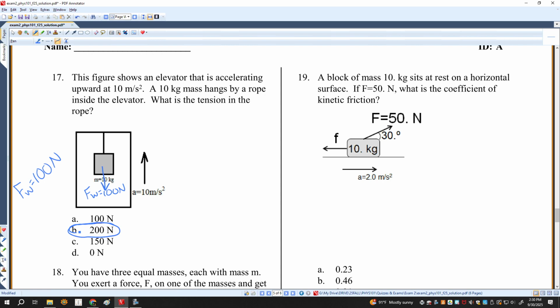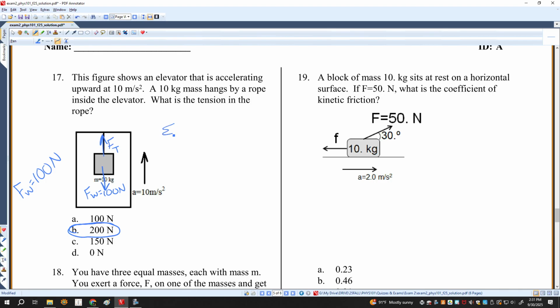That's what it means when they say, oh, it's 1g, 2g, 3g's. It's a multiple of the acceleration due to gravity. If I'm accelerating upward at 1g, then it doubles the tension, or the apparent weight, which is the tension in the string. But let me show you how to get that.